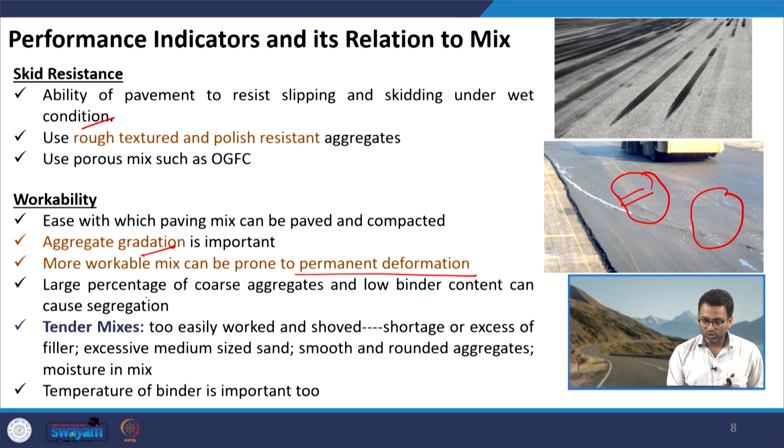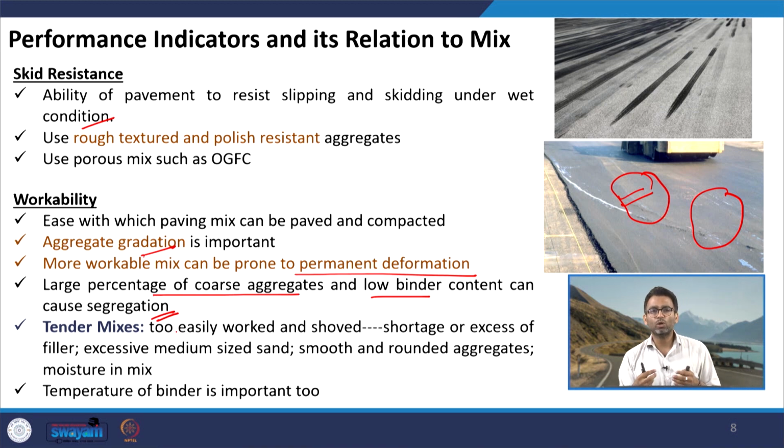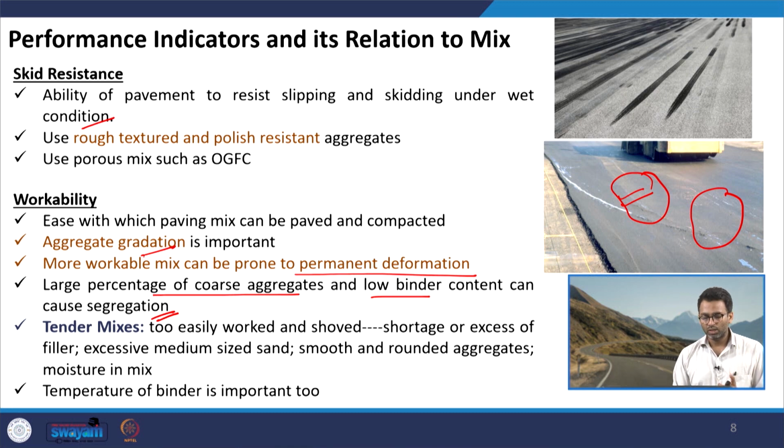We also have to see that in the gradation we do not have a large percentage of coarse aggregate, because a large percentage of coarse aggregate and low binder content can lead to segregation. So, segregation can also be because of an improper amount of binder, because binder is finally the binding agent. If we do not have an appropriate binding agent, aggregate particles can be separated easily.